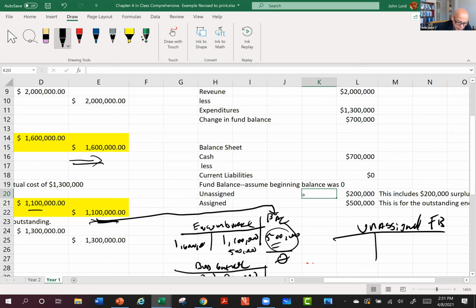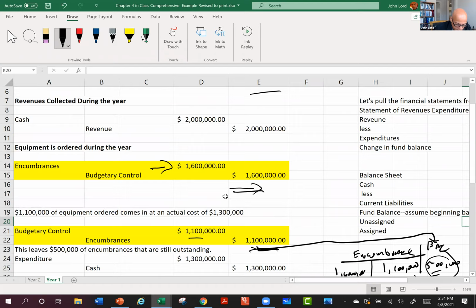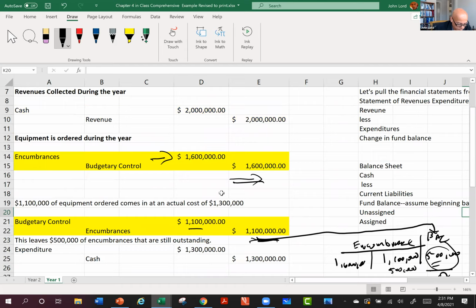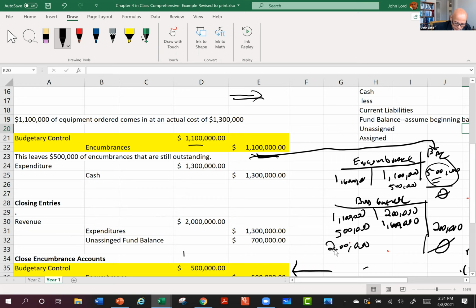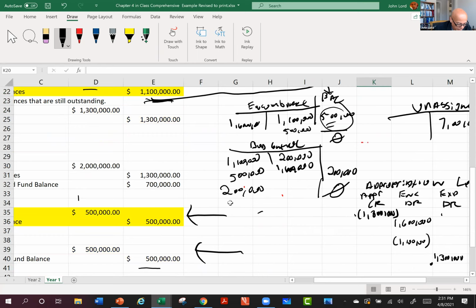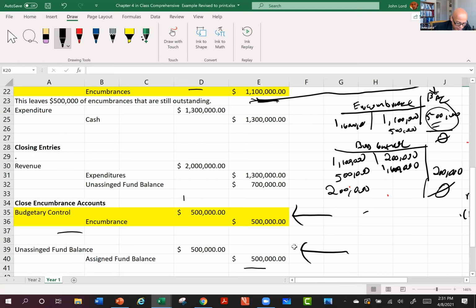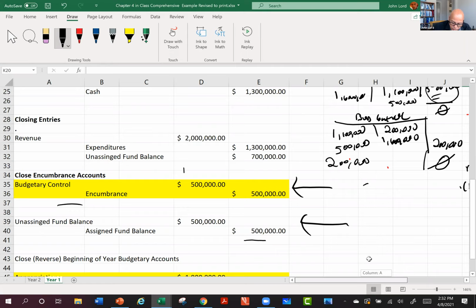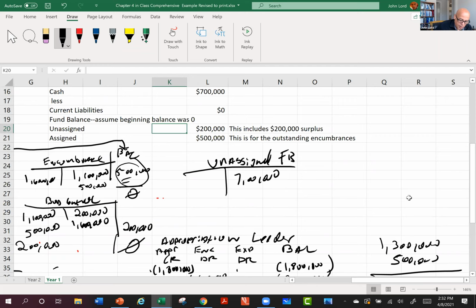Unassigned fund balance. I had originally credited it for 7, didn't I? I had originally credited it when I did my closing entries here for 7, right? That's that credit right there. And then when I set up my assigned fund balance for that encumbrance that was still outstanding, I debited the unassigned and I credited the assigned, right? So just posting that, now I lost my T account. I debited it for 5, just posting that. That brings the balance to 2. And I'll go ahead and tee it up.